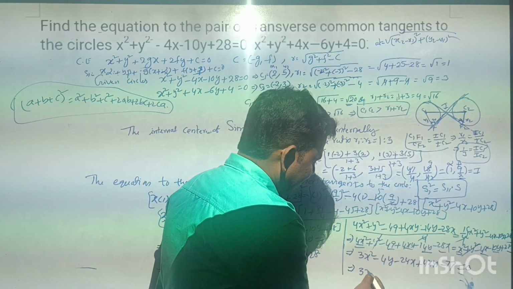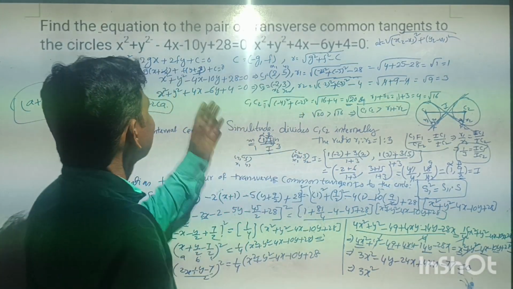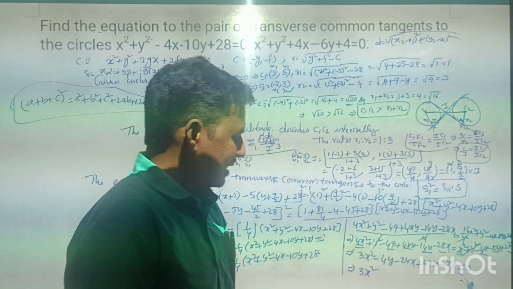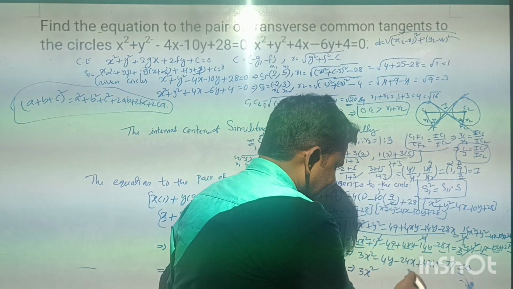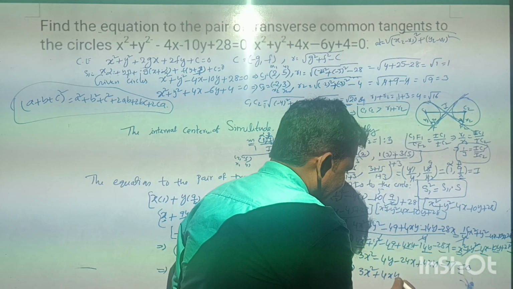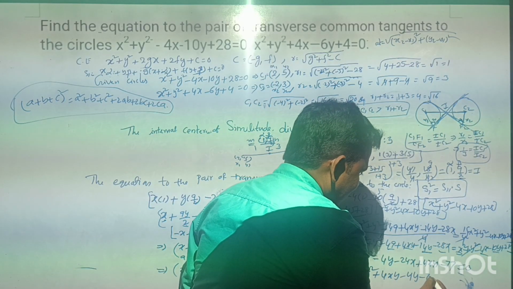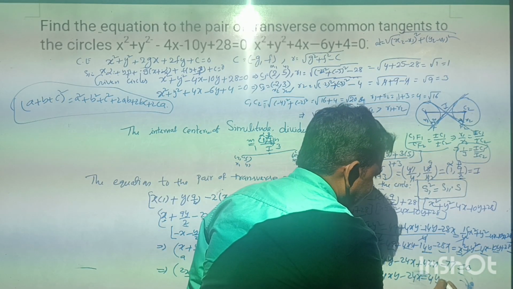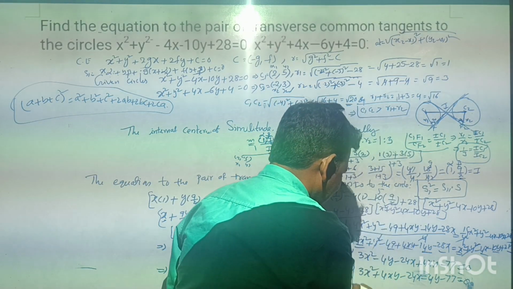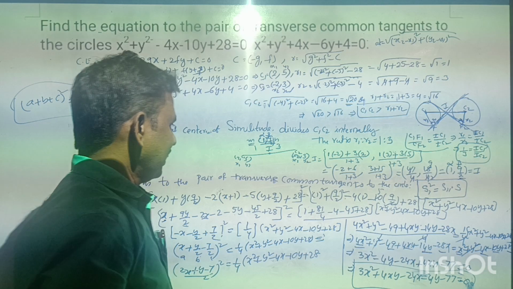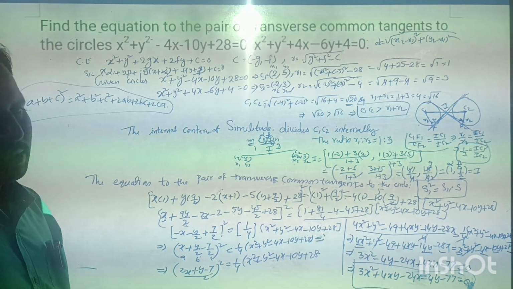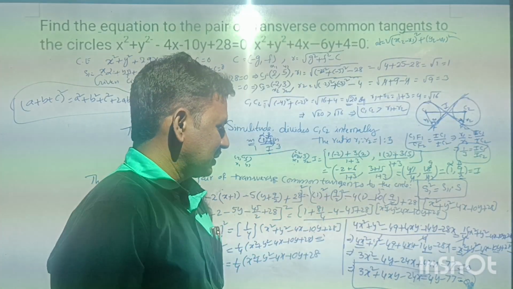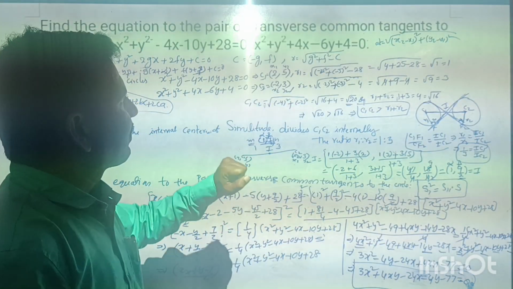Therefore, the required equation of the pair of transverse common tangents to the circle is 3x square plus 4xy minus 4y minus 24x minus 4y minus 77. This is the required equation of the pair of transverse common tangents to the circle. This is the required answer.